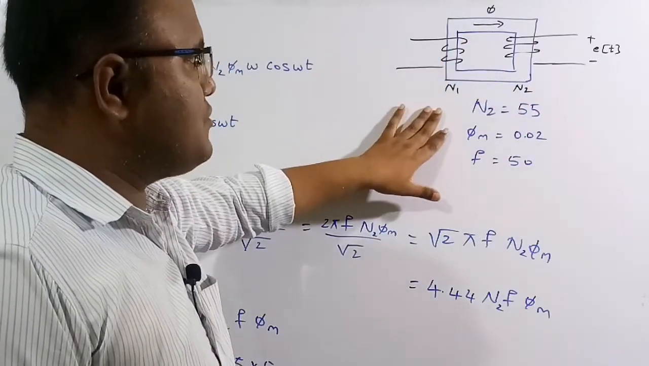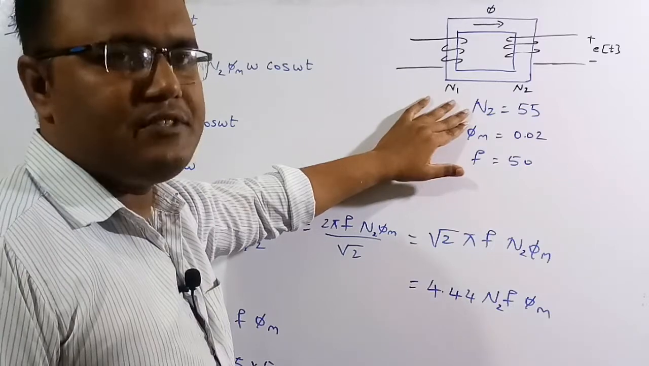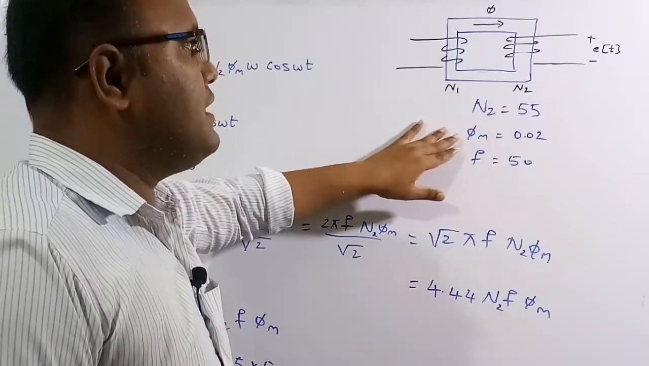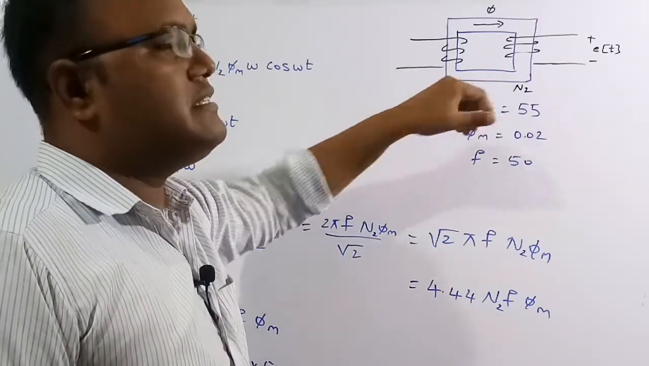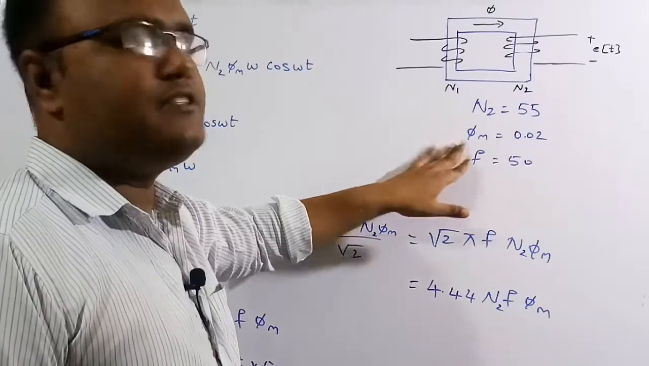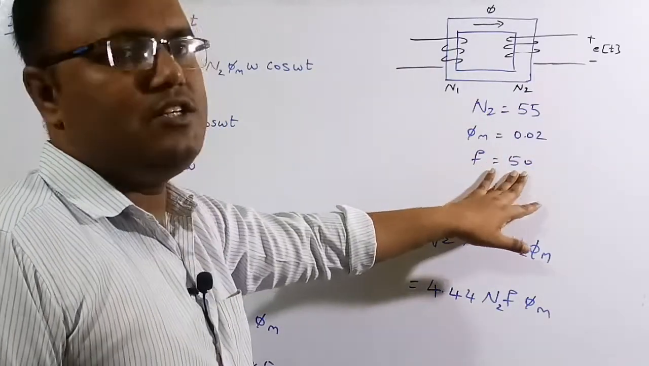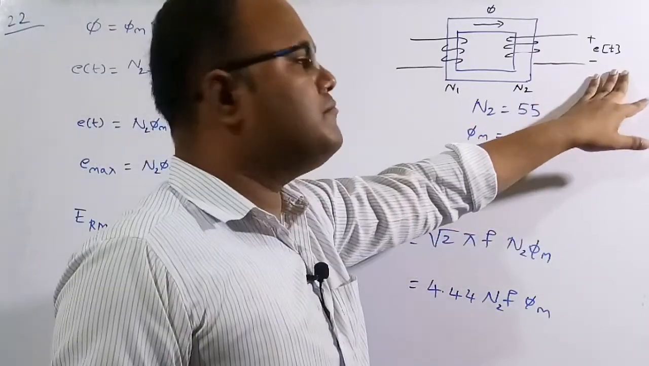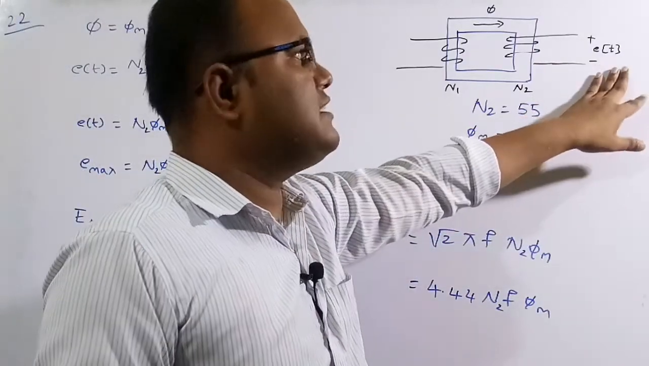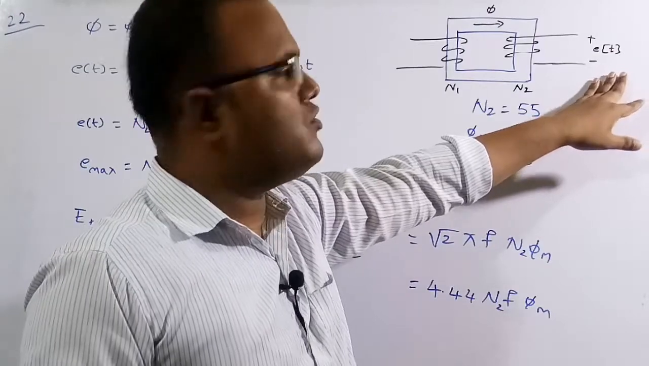So here in the question, they are given that the number of turns of the secondary, which is N2, is equal to 55, and the maximum flux linking the secondary winding is 0.02 Weber, and the frequency of this flux is 50 Hz. We have to find what EMF is induced in this secondary. We need to figure out the RMS value.